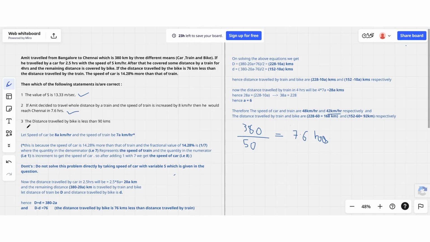Clearly, the third statement is that the distance traveled by the bike is less than 90 kilometers. No, this statement is not true, because the distance traveled by the bike is 92 kilometers, which is more than 90. So this statement is false. The correct answer is that statements 1 and 2 are true.